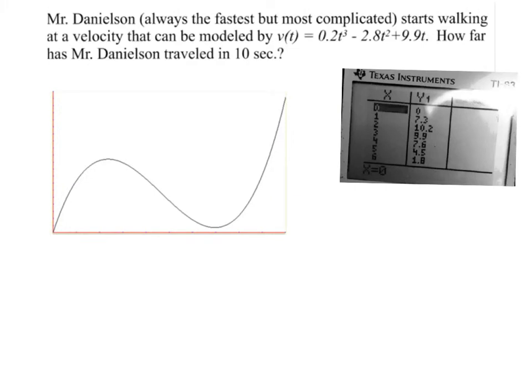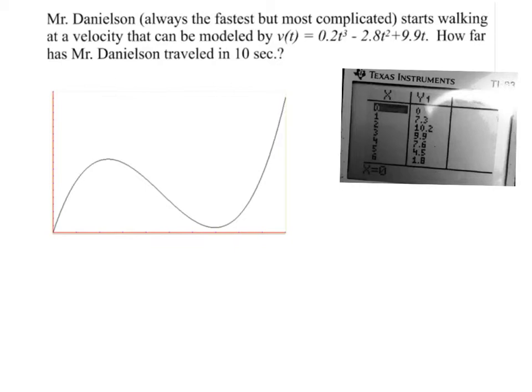All right, Mr. Danielson, always the fastest but most complicated, starts walking at a velocity that's measured by that equation. How far has Mr. Danielson traveled in 10 seconds? Well, this is the graph. And again, it's an always positive velocity, but at varying amounts of positive. So I never changed direction, but you're not starting at 0, then going really fast, then slowing down a little bit, almost 0, and then speeding way up.